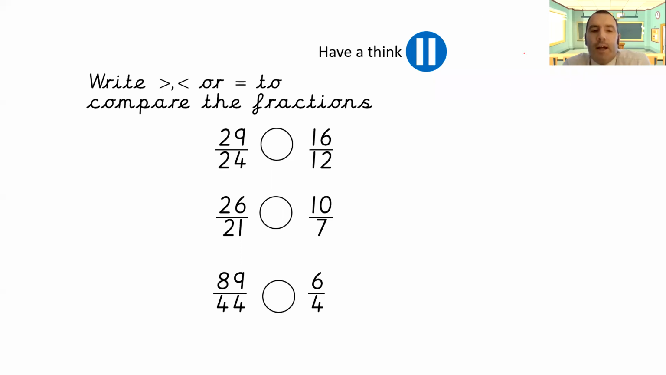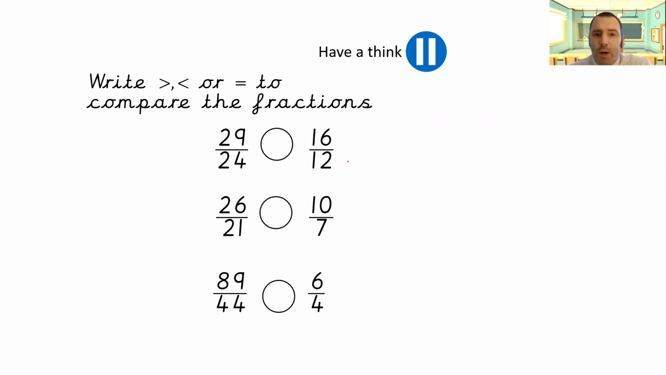Okay, how did we get on? So remembering what we need to do. So we'll look at our first one here. We've got 29/24 and 16/12. Now, obviously, I can't compare these because my denominators are different, my numerators are different. I can take one easy step to make my denominators the same. So I'm going to look at that now.